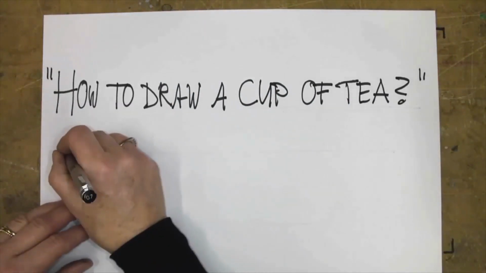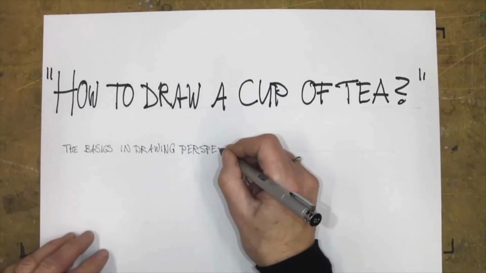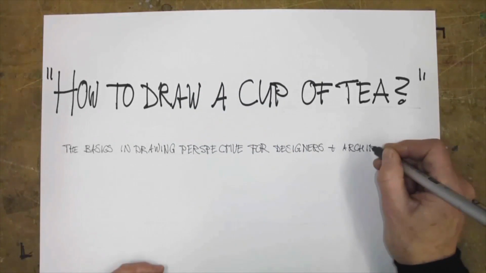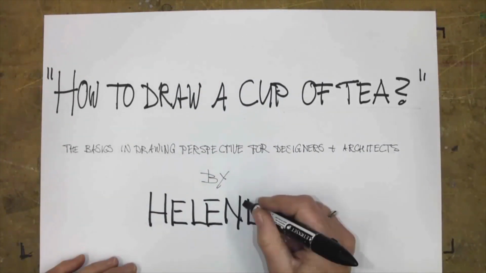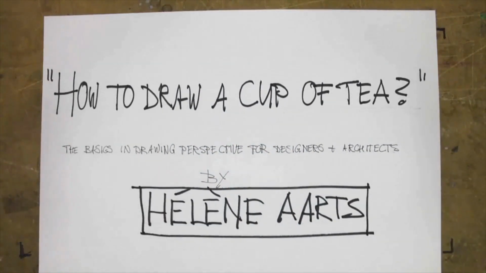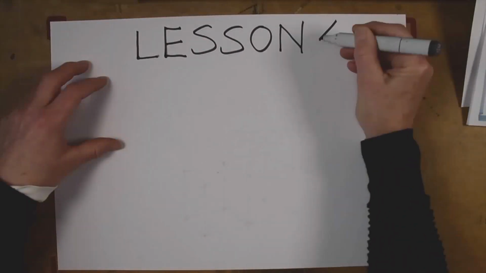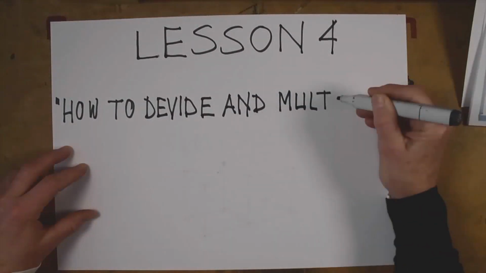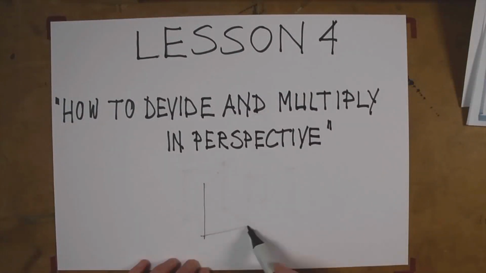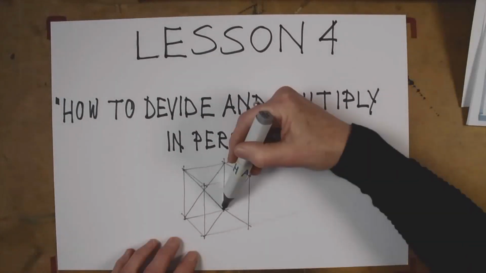Welcome to the fourth lesson of the course How to Draw a Cup of Tea. In this course you will learn how to draw the basics of perspective for designers and architects. This fourth lesson is about dividing and multiplying planes in a perspective space.